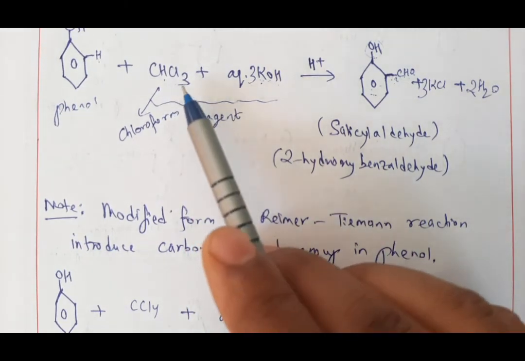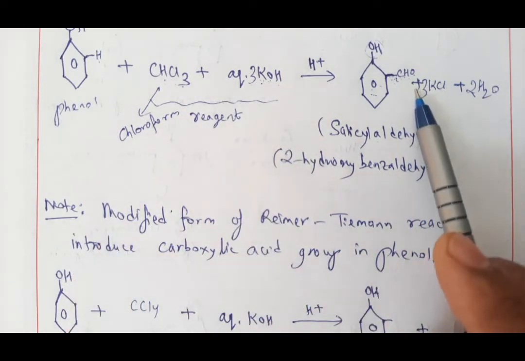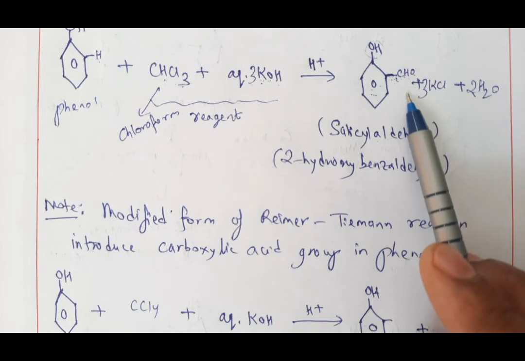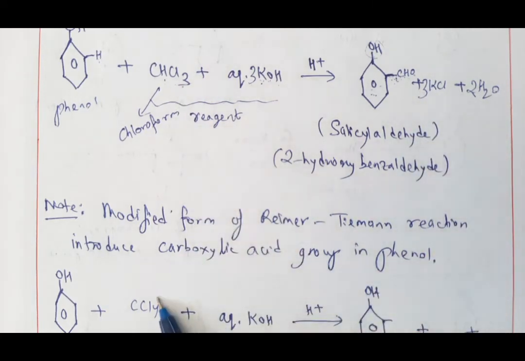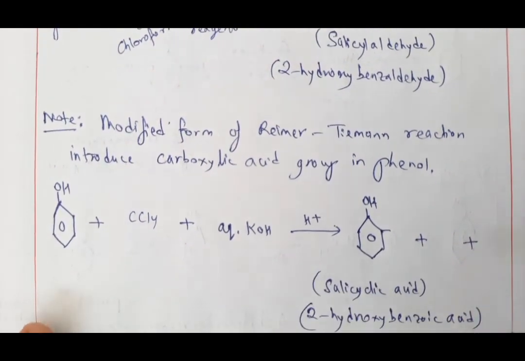So instead of chloroform and aqueous KOH, if you use them with phenol, the aldehyde group gets introduced, and that is the normal Reimer-Tiemann reaction. But instead of chloroform, if you use carbon tetrachloride, with the other reactants the same in acidic medium, then a carboxylic acid group will be introduced in phenol, and this is called the modified form. Now let us understand this modified form of Reimer-Tiemann.